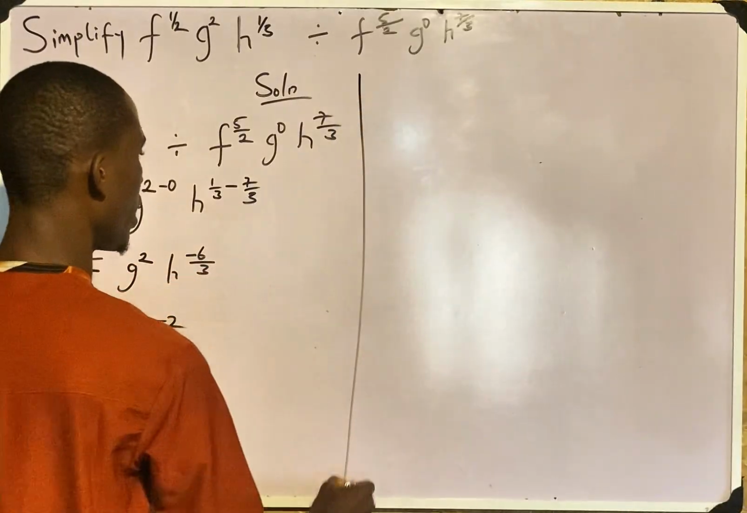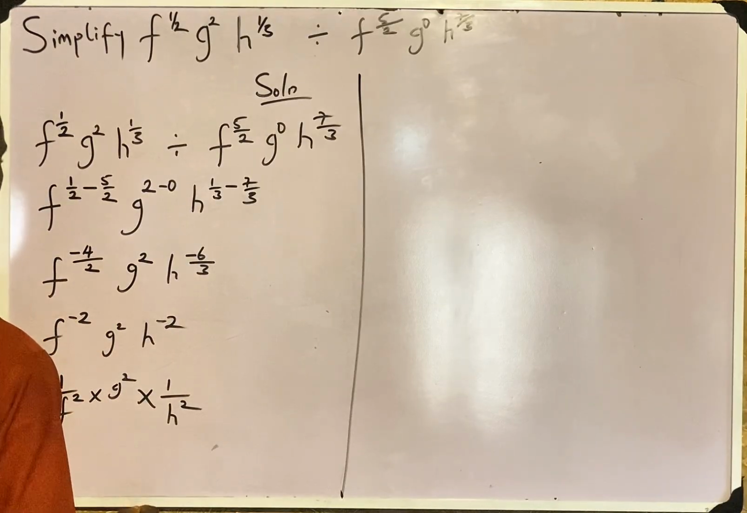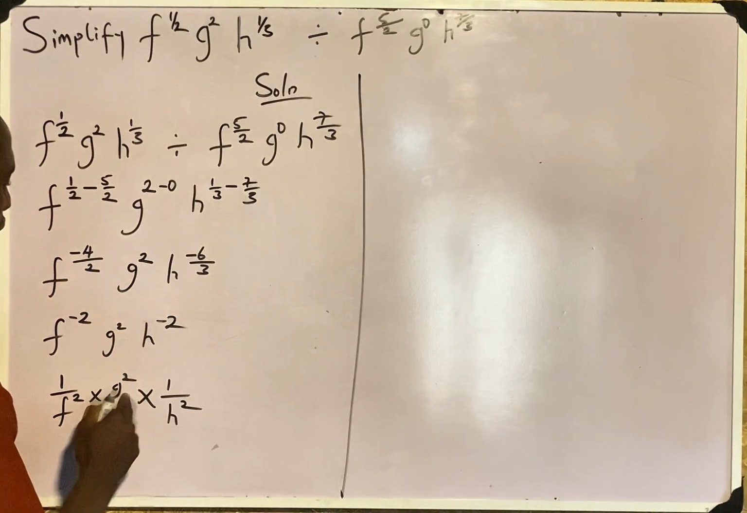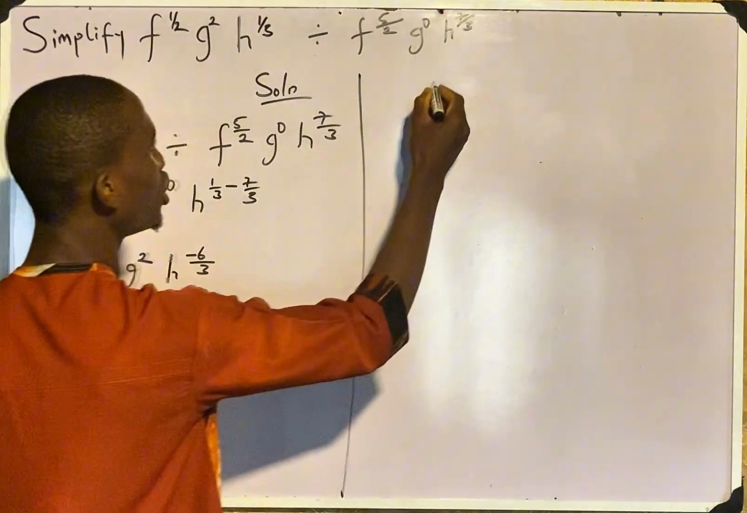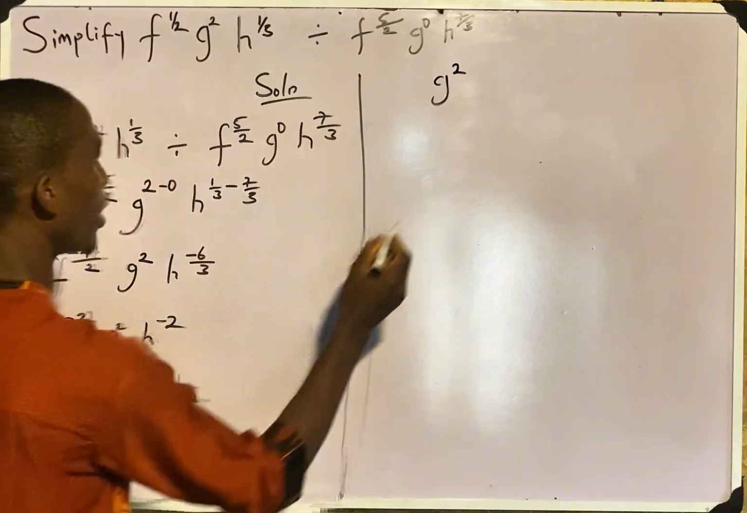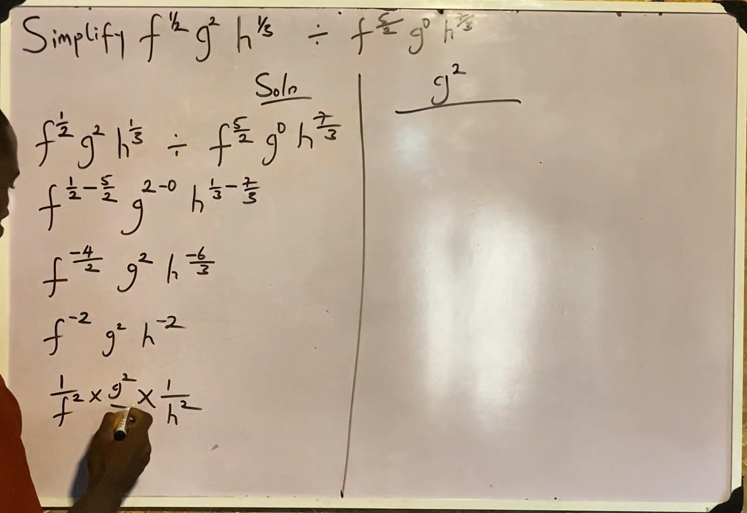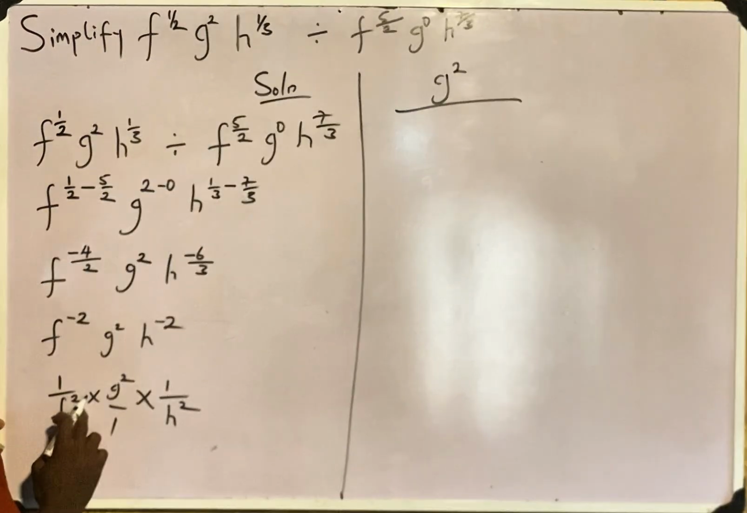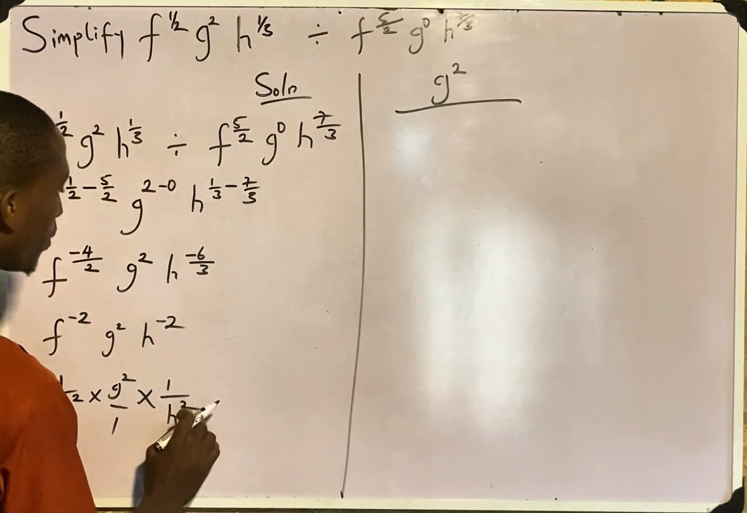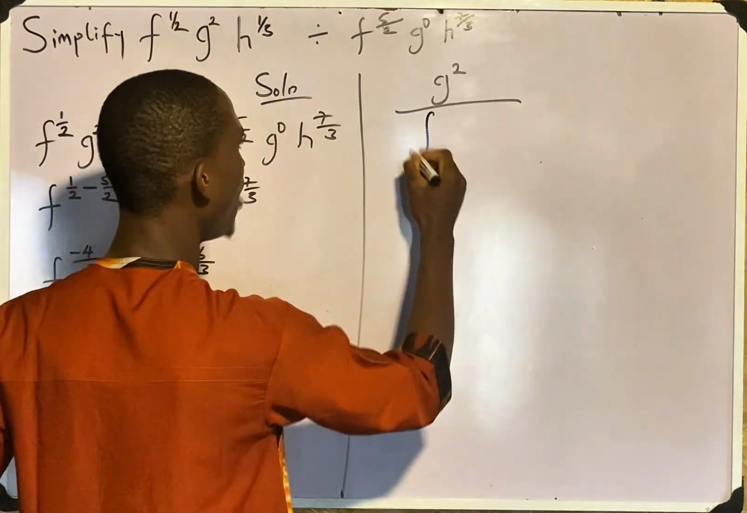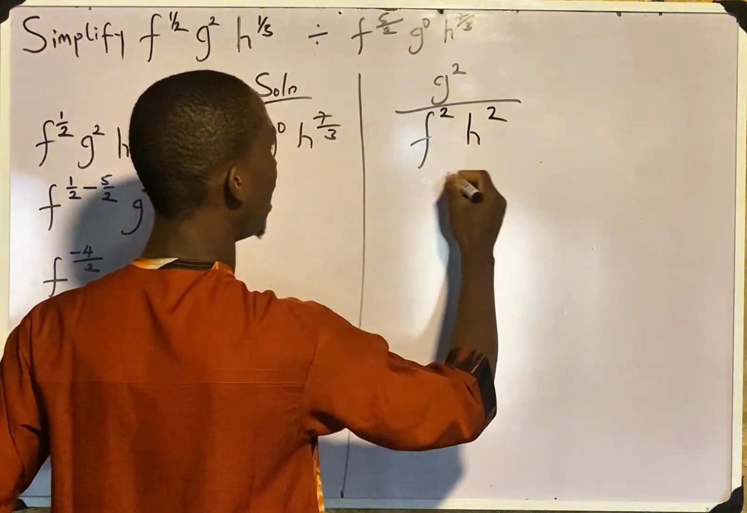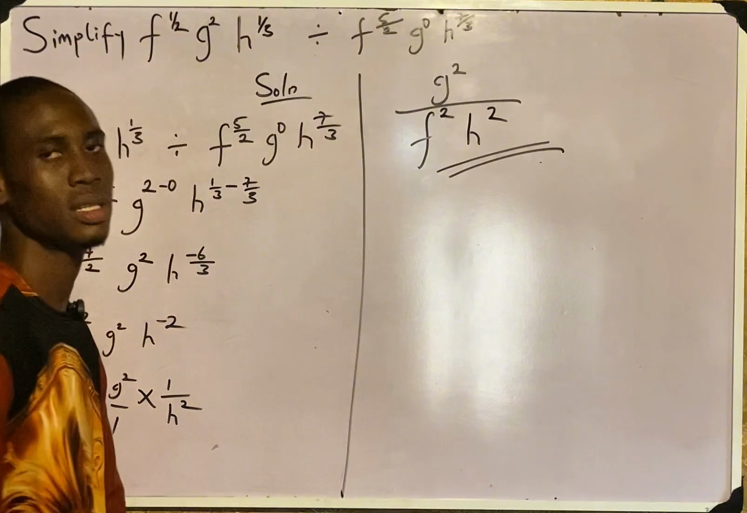Which, when we go forward, I will now have 1 times g squared times 1 will give us g. So g raised to power 2 all over, this is also over 1, f raised to power 2 times 1 is f raised to power 2. f raised to power 2 times h raised to power 2 will be written as f raised to power 2 h raised to power 2. And this is our final answer.